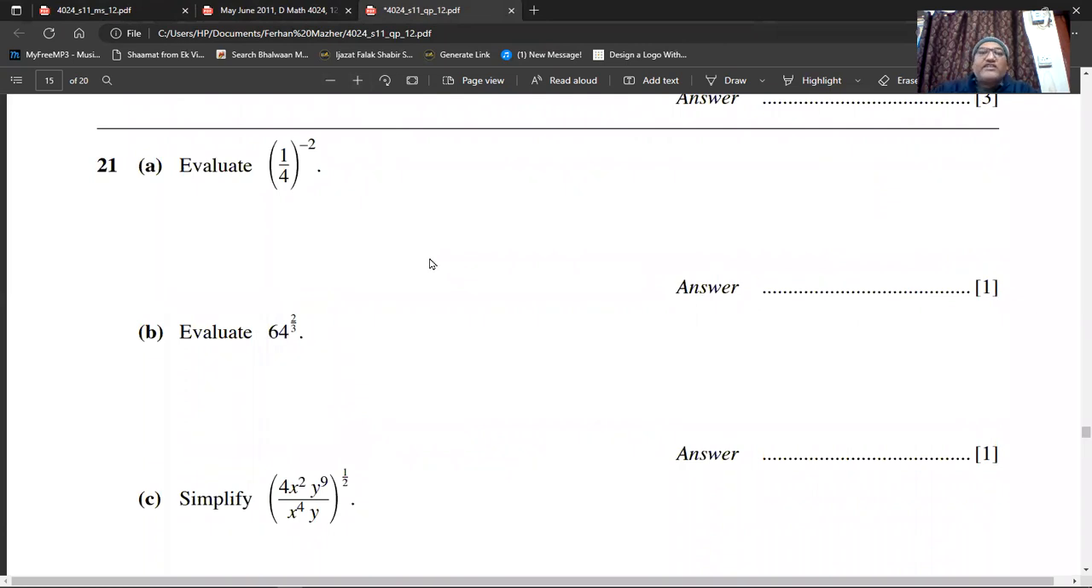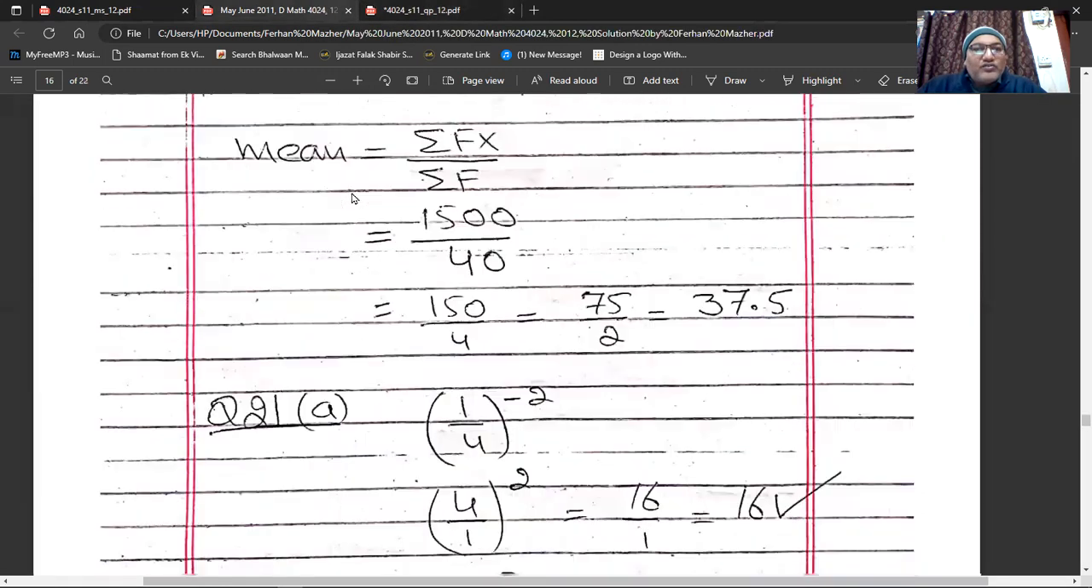The next question is question number 21. It's A part. He says evaluate. So we have 1 by 4 whole raised to power minus 2, because the power is negative. So in the bracket, reciprocate the fraction. So when you reciprocate the fraction, you see what will happen. The power will become positive. So what we will do, let me show you.